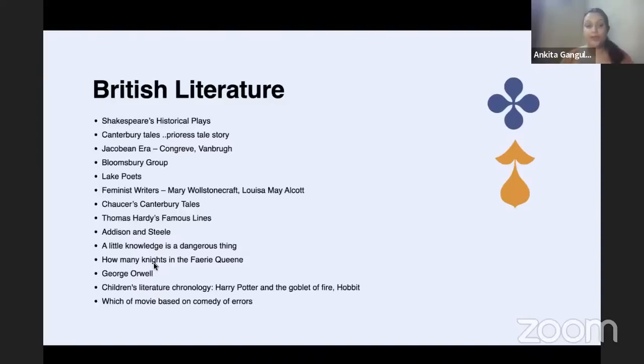Then works of George Orwell, the dystopian works of George Orwell, then Aldous Huxley, because it was a statement-based question where we were asked if George Orwell's 1984 and Aldous Huxley's Brave New World are dystopian texts. So yes, obviously these two are dystopian texts. Then children's literature chronology was there in the second shift, and Harry Potter and the Goblet of Fire, then William Golding's Lord of the Flies. These texts came in chronology, like arrange them in the perfect chronological order. Then movies based on partition, movies based on Comedy of Errors, all this came in the second shift.